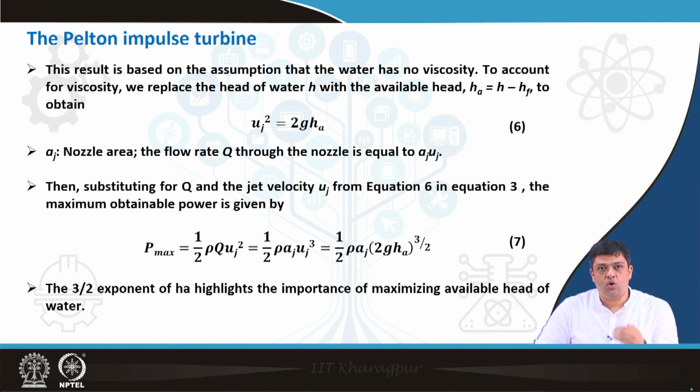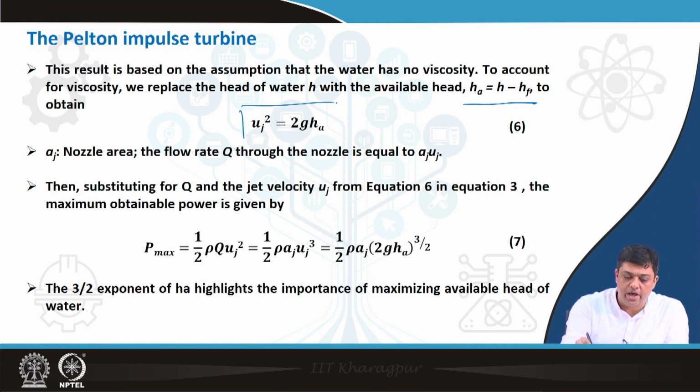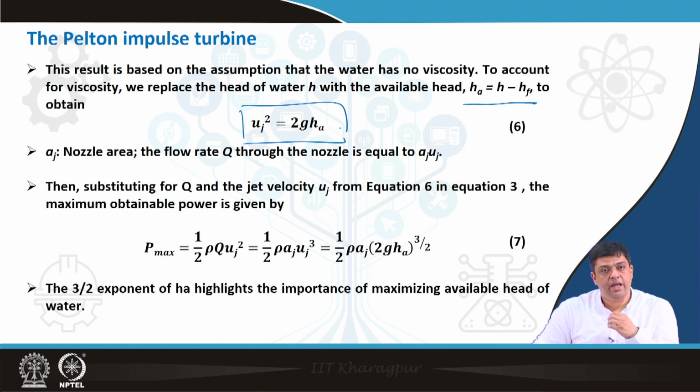We have assumed till now that water has no viscosity, but that is not true. Therefore, to account for viscosity, what have we done? We take the available head, that is H A, defined by H minus H F, where H F was the head loss. So, what do you obtain? You obtain U j square is equal to 2 G H A.